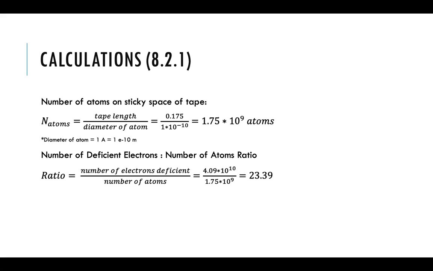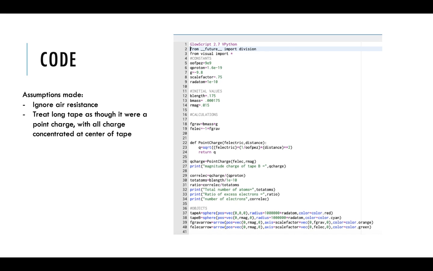Some other calculations: the number of atoms on a sticky space of tape was calculated using the tape length divided by the diameter of the atom given in the protocol. This was calculated to be 1.75 times 10 to the 9 atoms. The last calculation was the ratio of the number of deficient electrons to the number of atoms. This was calculated by dividing the number of electrons deficient by the number of atoms found above. This ratio was calculated to be 23.39.